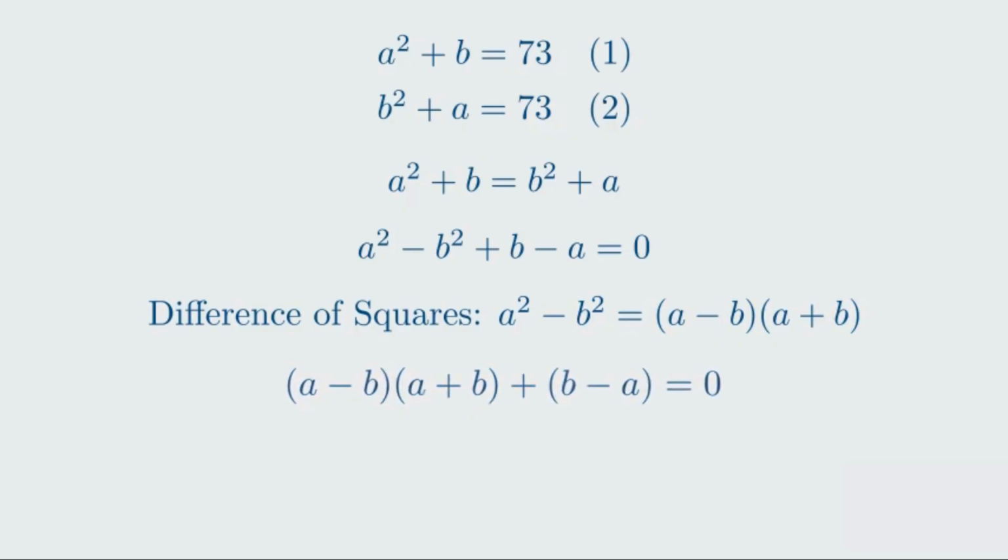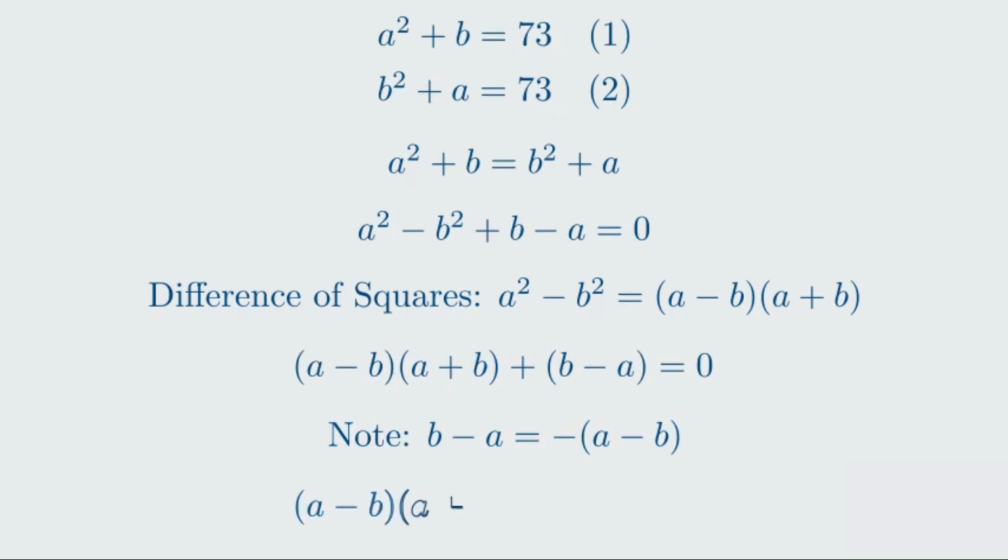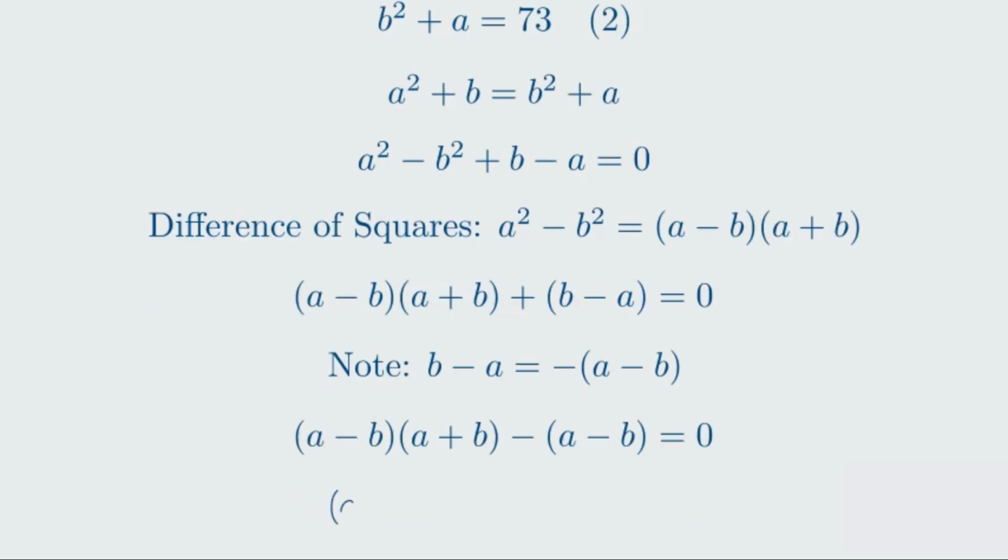This looks promising, but the term b minus a is not quite identical to a minus b. However, they are opposites of each other. In other words, b minus a is equal to -1 times the quantity (a minus b). Let's substitute this back into our equation to get a common factor. Now we have (a minus b) times (a plus b) minus (a minus b) equals 0. And there it is. Both terms have a common factor of a minus b. We can factor this out. Factoring out a minus b gives us the expression (a minus b) times (a plus b minus 1) equals 0.